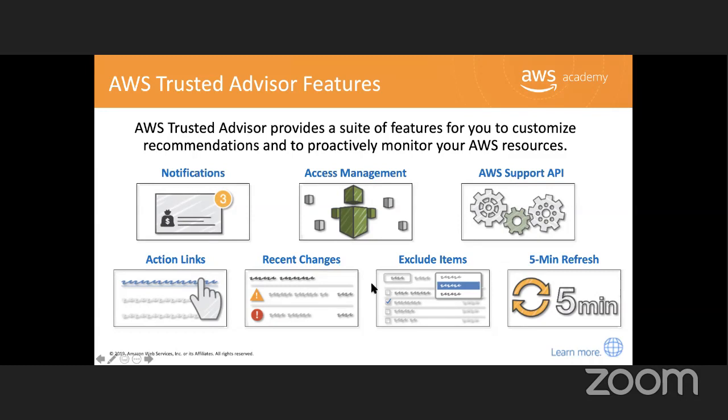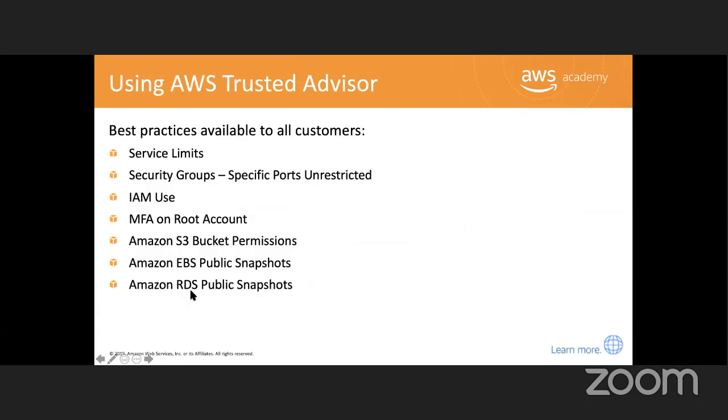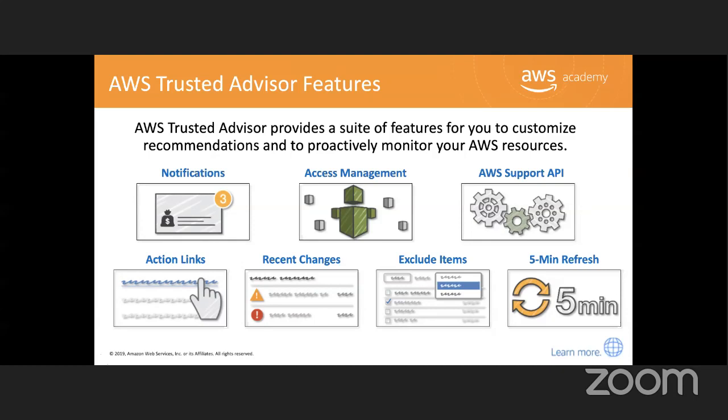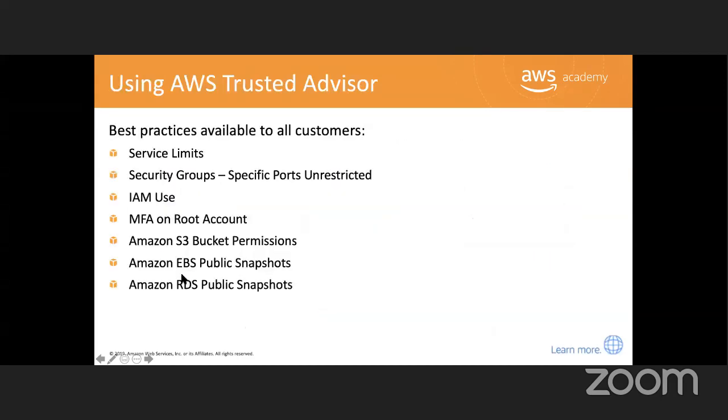The action links, they are hyperlinks on items within a Trusted Advisor report. Using action links takes you directly to the console where you can take action on the Trusted Advisor recommendation, okay? So when they send you the recommendations, there are gonna be links inside, and then you can click on that, and it will take you to the Trusted Advisor recommendations.